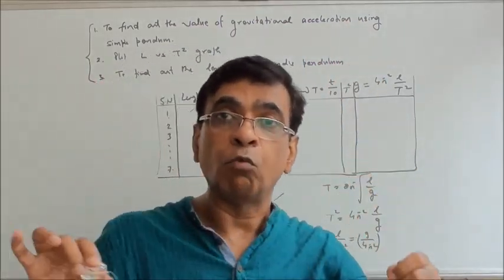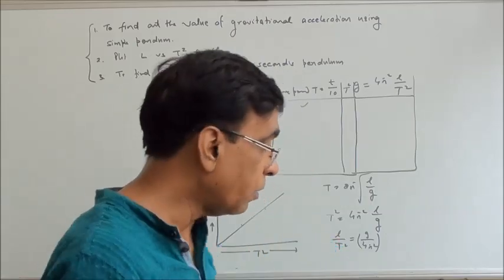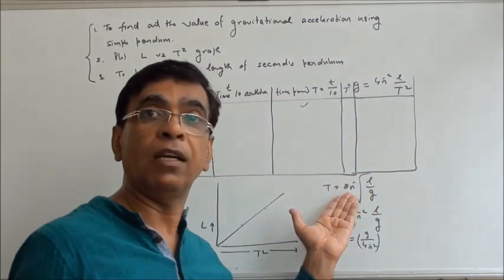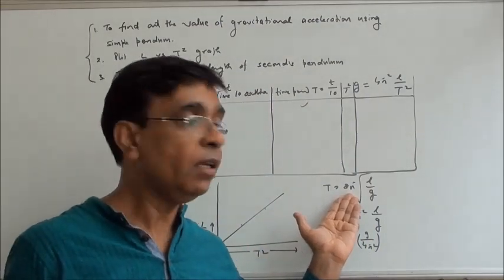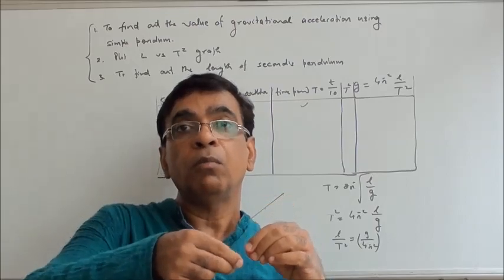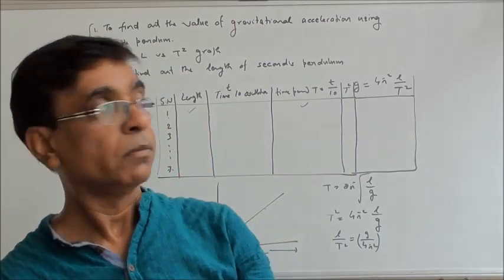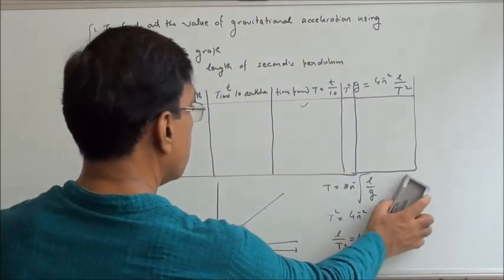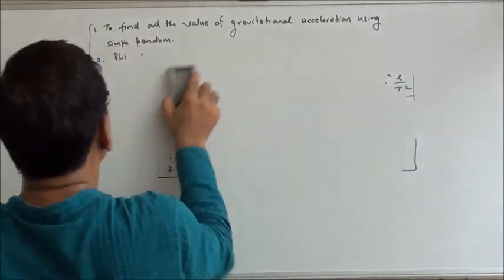It should oscillate in one plane. These are all requirements which are to be kept in mind. This expression is valid only when the displacement of the bob from the mean position is very small. Okay, so this is one experiment. There is another experiment which can be tried at home.